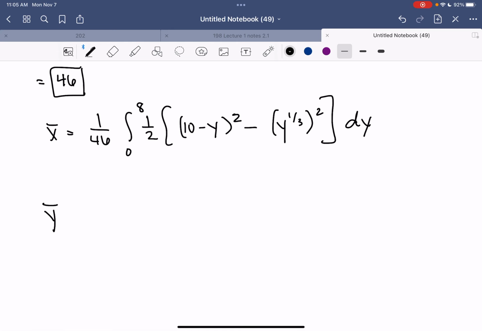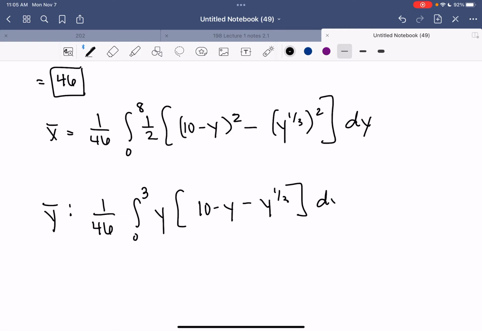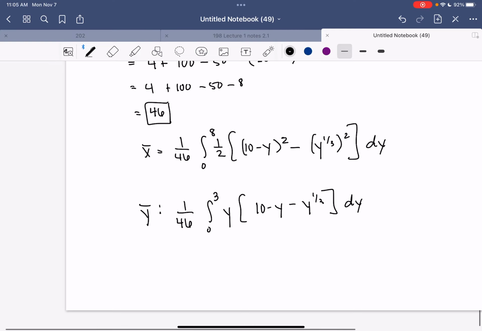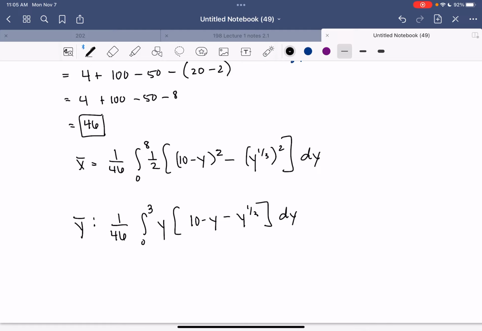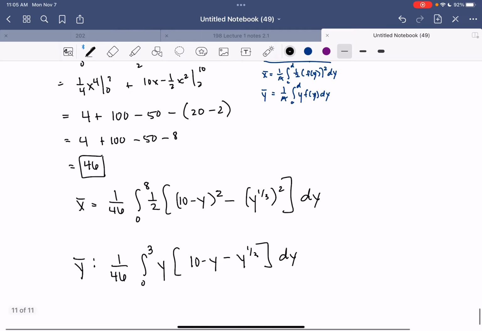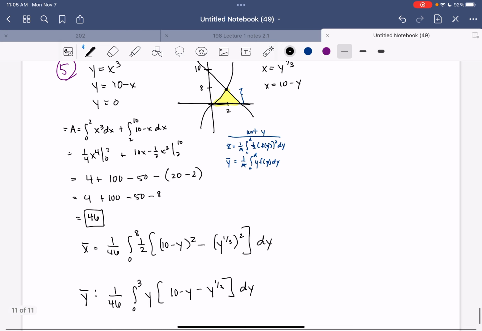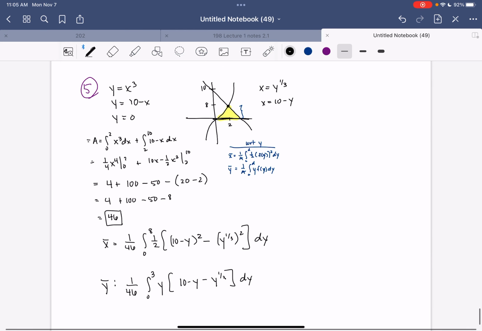Then your y bar is going to be 1 over 46, integral from 0 to 8 of y times your two functions subtracted. So 10 minus y to the 1/3 dy. And again, you're going to go ahead and distribute your y, find your antiderivative, plug in and get your answers. Okay, so it's a little bit different in that it switches the x's and y's for x bar and y bar when you switch to integration with respect to y.